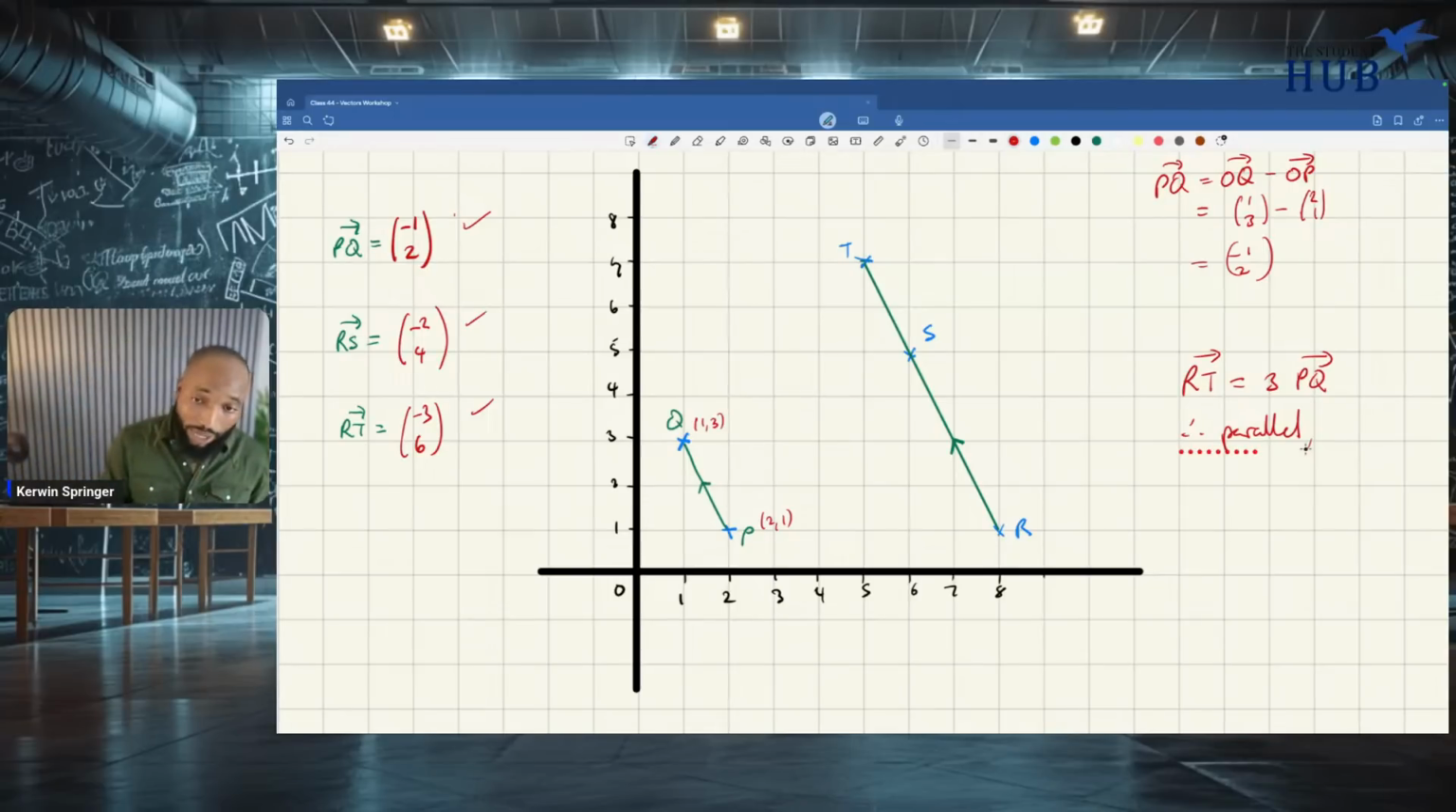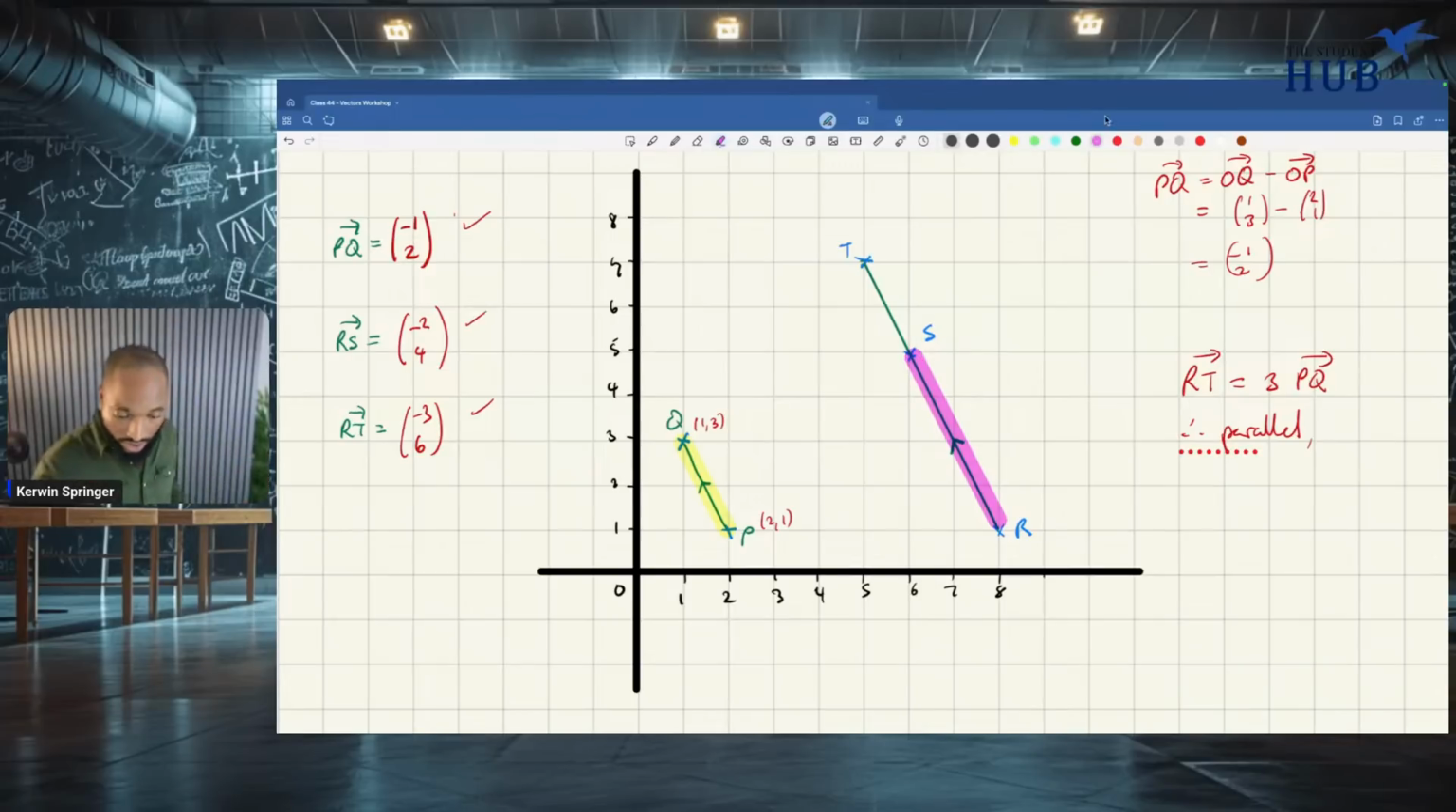The collinear part now, everybody lock in. Is PQ collinear with RS? Collinear means lies on the same line. Is PQ collinear with RS? No. Look, PQ over there and RS over there. They're not collinear. They're parallel, but they're not collinear.